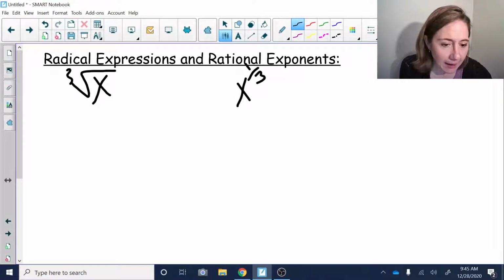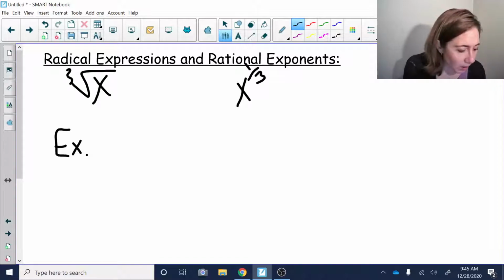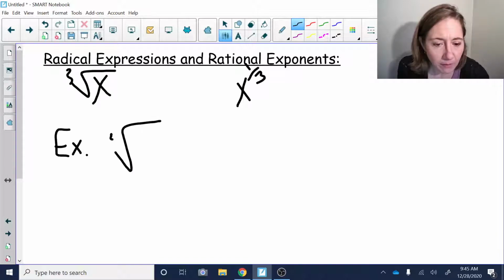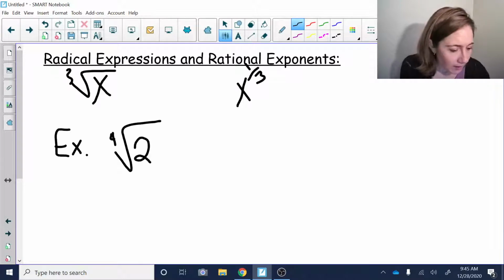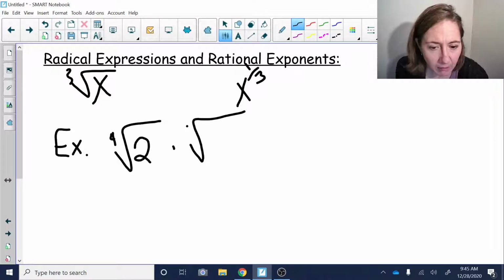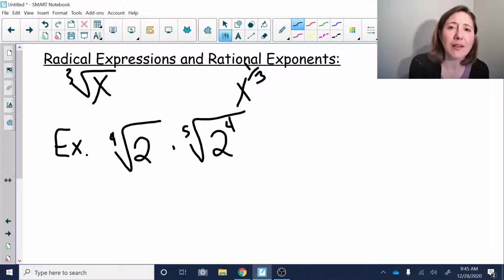Let's say that we had the problem, the fourth root of 2 times the fifth root of 2 to the 4th. I don't really know what to do with those when they are in radical form. I don't know how to work with radicals that are different from each other. If we had both fourth roots, it'd be a little easier to deal with, but we don't. They're different. So we're going to convert these over to rational exponents, and then we can apply our exponent knowledge.